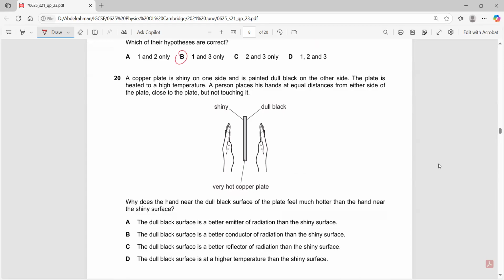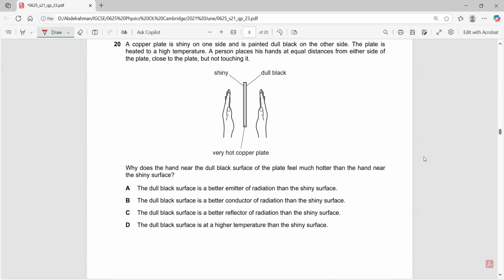We have a very hot copper plate, a shiny surface, and a dull black surface. Why does the hand near the dull black surface feel much hotter than the hand near the shiny surface? Hmm. Dull black is a better emitter, conductor, reflector, is at a higher temperature. No, it's not at a higher temperature, is it? They're both at the same temperature.